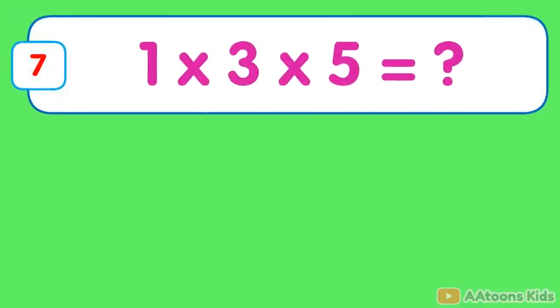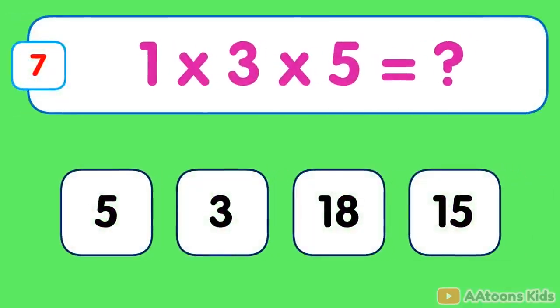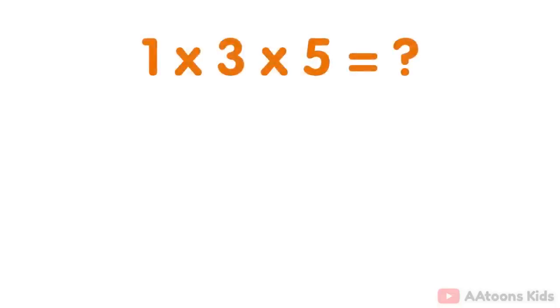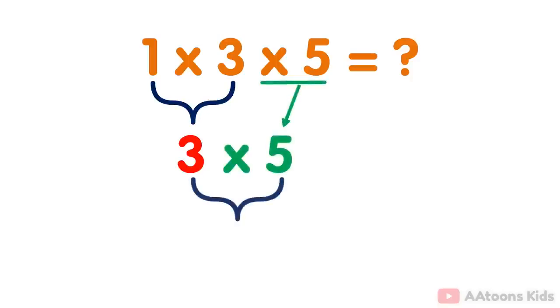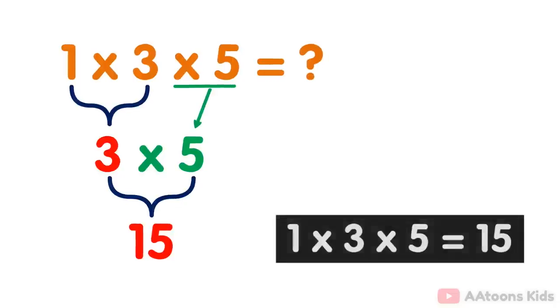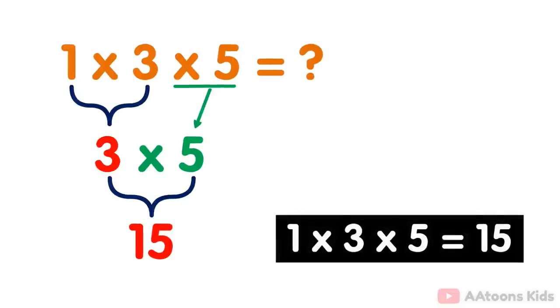1 multiplied by 3 multiplied by 5. 15. Simply multiply the numbers 1 and 3, which equals 3. Then you multiply the result 3 by 5. You will get 15. Therefore, the answer to 1 multiplied by 3 multiplied by 5 is 15.